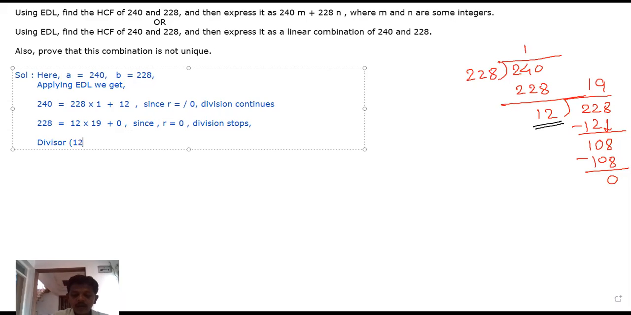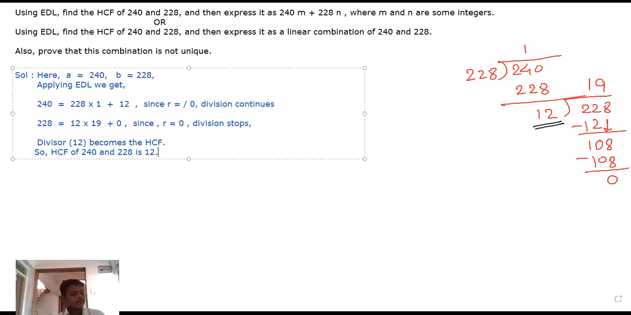Divisor 12 becomes the HCF. So ultimately, HCF of 240 and 228 is 12.